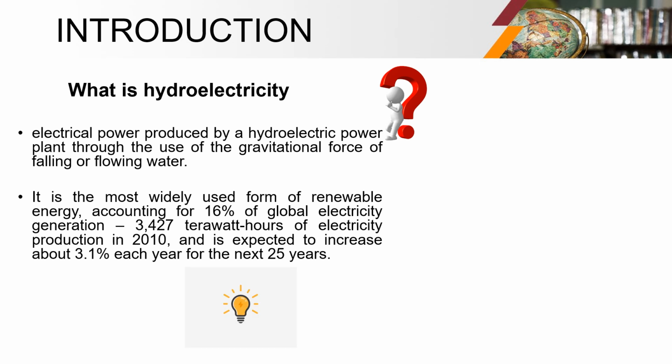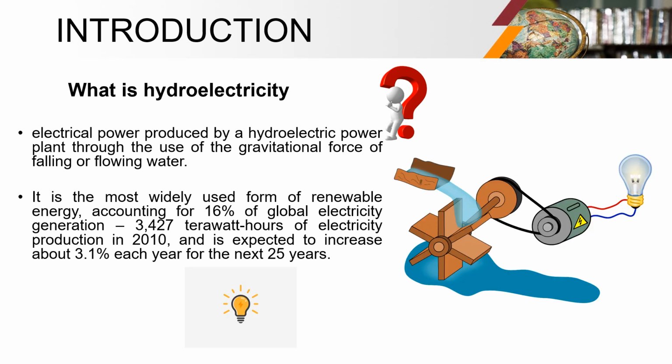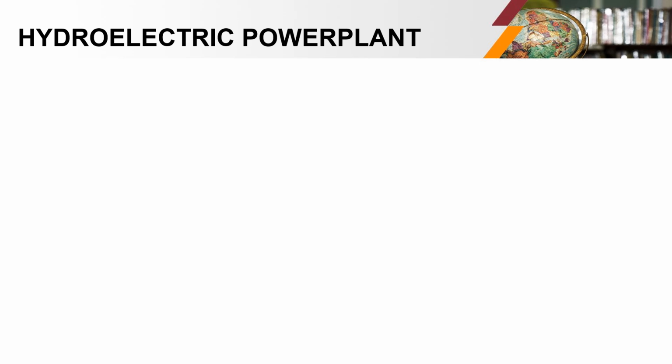Since meron tayong different types of power plant, this hydroelectricity is produced by a certain power plant na tinatawag nating hydroelectric power plant. Instead na fuel ang ginagamit natin to produce electricity, we will be using the energy coming from a flowing liquid. So, paano ba natin nagagawa yung pagpuproduce ng electricity from a flowing liquid? Papasok yung tinatawag nating hydroelectric power plant.